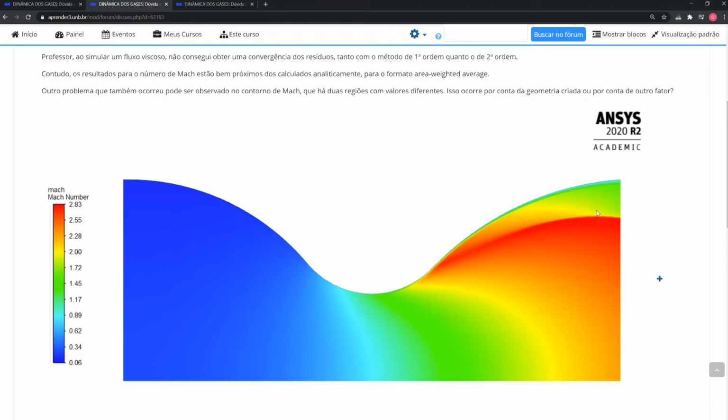So we have this shock wave inside the nozzle, and it's quite normal for such flow structure. It's expected to have such a flow structure. It is not a problem. It's not a problem from the computational point of view.